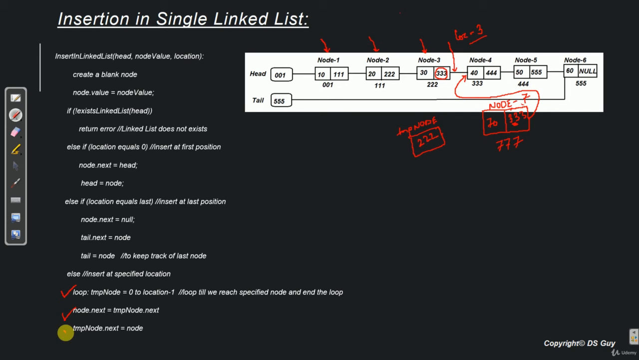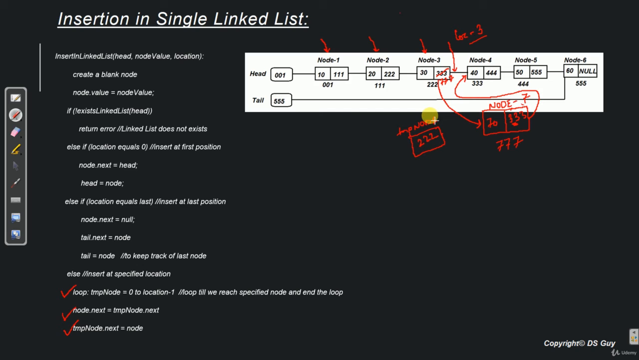Now the next step that we have to do is update temp node.next. What is temp node.next? We are talking about this 333 over here. So we have to update this and insert the address of node 7. As soon as we insert a reference of node 7, a link gets created from node 3 to node 7. So this is how we have successfully inserted a new node in between two nodes.